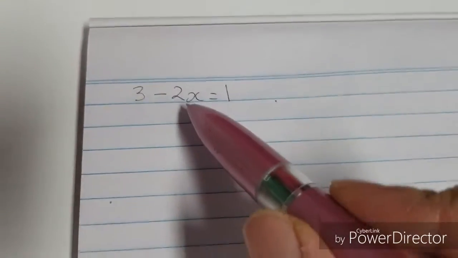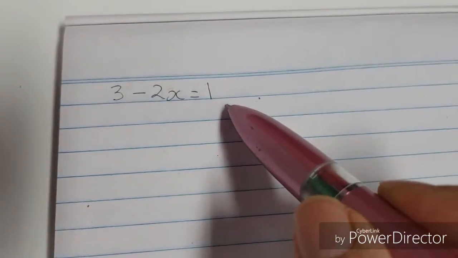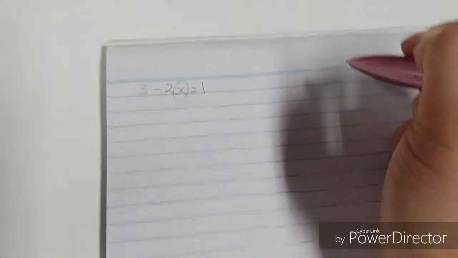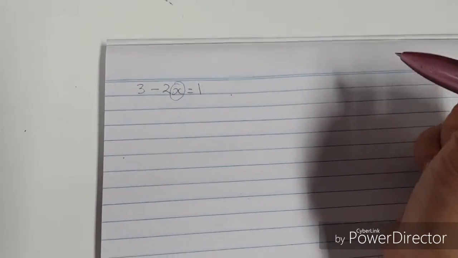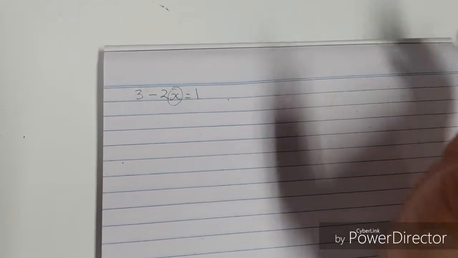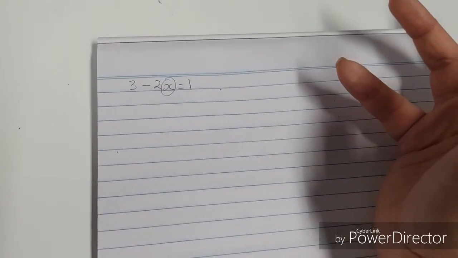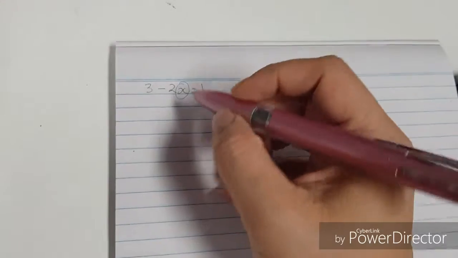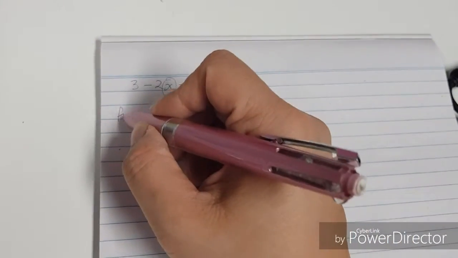Alright, let's get started. We have the equation 3 take away 2 times x equals 1. So we want to solve for x. I'm going to show you two ways. One is forward tracking and backtracking, and the other way is an algebraic method. Both of them are algebraic, it's just a different way of showing it. So the first way is forward tracking and backtracking.